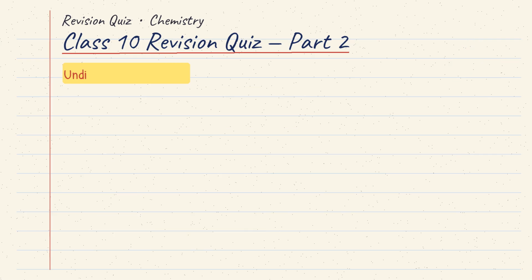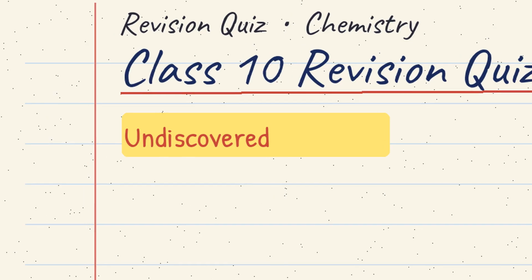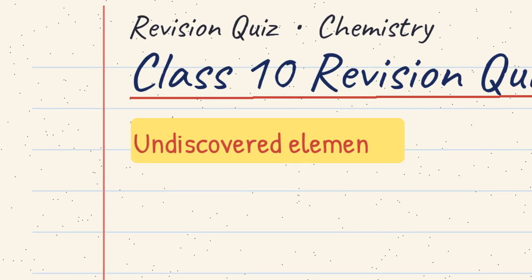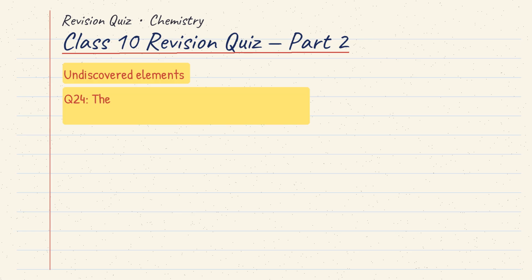The answer is undiscovered elements, such as germanium. Question 24. The modern periodic table is arranged by atomic?